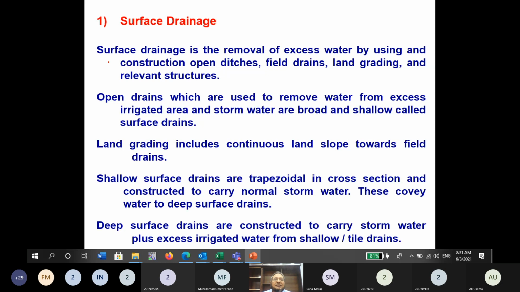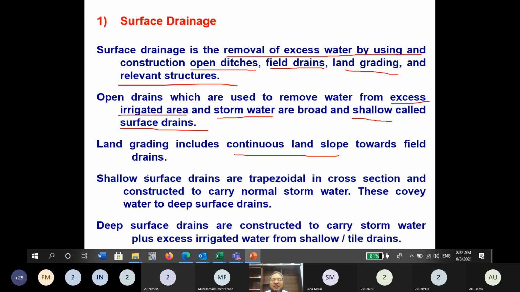The same is mentioned here. Surface drainage is the removal of excess water by constructing open ditches. It includes open ditches, field drains, and land grading. Grading means providing proper slope and making some relevant structures. Open drains, which are used to remove water from excess irrigated area and also storm water, meaning rainfall, are broad and called shallow surface drains. Okay, so land grading includes continuous land slopes towards the field drains.